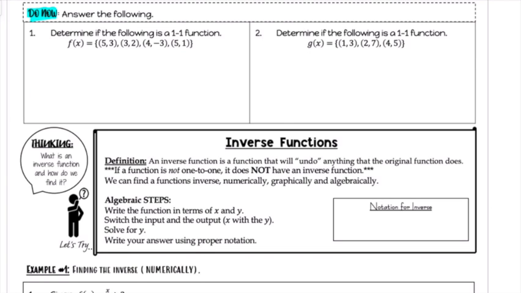Answer the following. You have two questions in which you want to determine if the following is a one-to-one function. So I'm going to let you guys pause this video and do these two on your own.